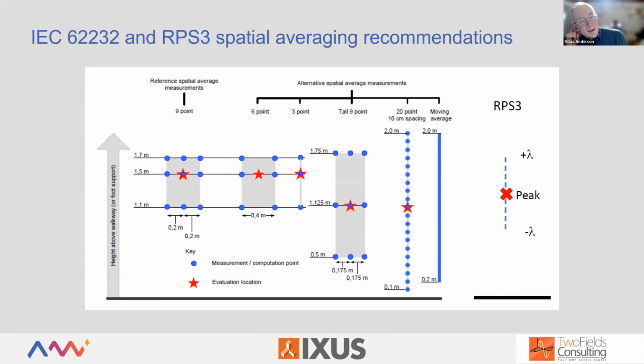One thing that the RPS S-1 doesn't provide is a recommended spatial averaging scheme. It just leaves that floating, so it's left up to the assessor. And that's an important point, because how you assess your spatial averaging has quite an impact on what the compliance zone will look like.